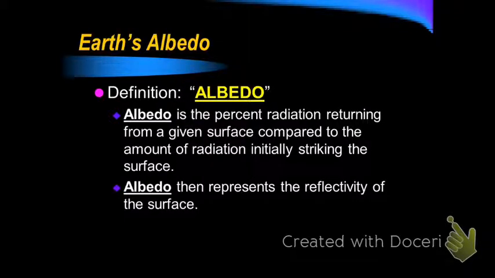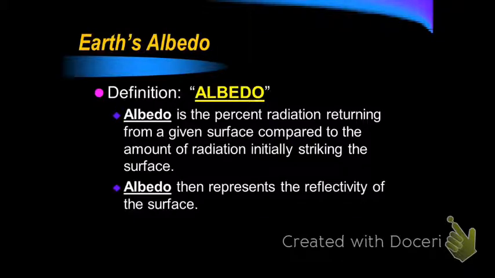Albedo represents the reflectivity of a surface: how much radiation is returned from the surface compared to how much radiation strikes it initially. By default, then, we can infer how much heat radiation is absorbed into that surface. Look with me on pages 44 and 45 of your Essentials of Meteorology text.